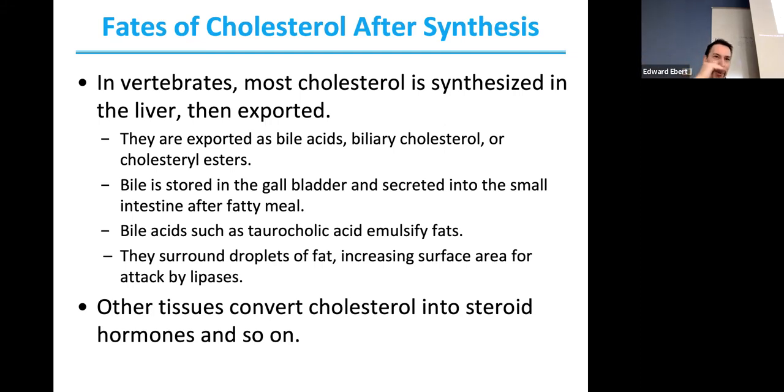So, a big, huge, long pathway with a whole bunch of components coming together to make cholesterol and a lot of energy put in there. What happens to cholesterol after we synthesize it? Most of it's synthesized in the liver and then exported to other places in the body where it's needed. It can be exported as bile acids, biliary cholesterol, which is similar to bile acids, or as cholesterol esters, where we take that hydroxyl group at the end and esterify it. Bile is stored in the gallbladder and secreted into the small intestine after a fatty meal.